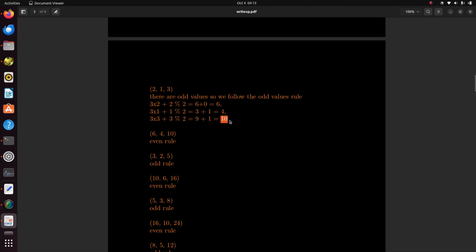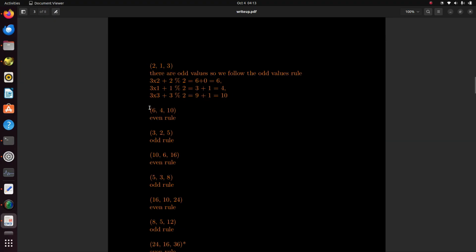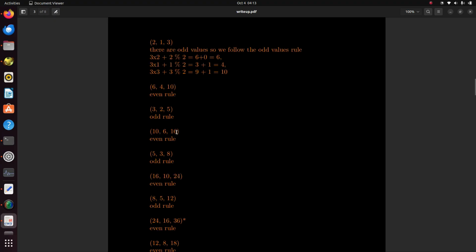So now all the values are even. And so we follow the even rule. We divide everything by 2. 6 over 2 is 3, 4 over 2 is 2, and 10 over 2 is 5. And now we have odd numbers in here, so we follow the odd rule, multiply by 3 and add 1. 3 goes to 10, multiply by 3, but we don't add 1, so 2 times 3, like up here, 2 times 3 is 6, and for 5 we go 3 times 5 plus 1, which is 16.